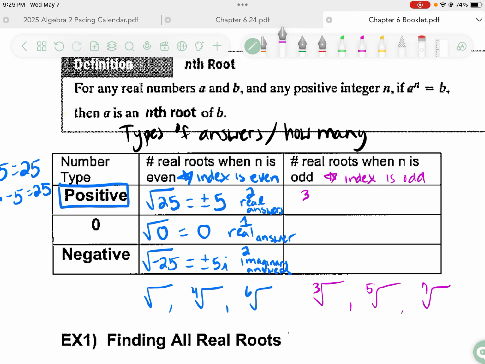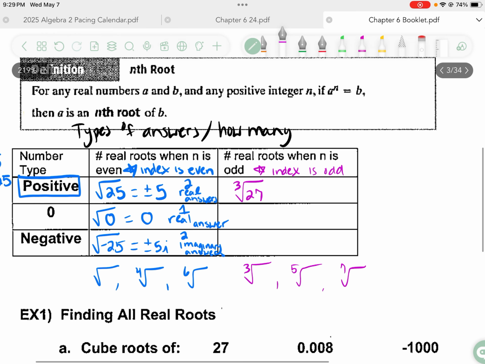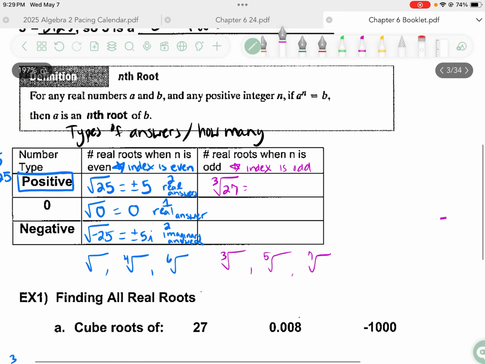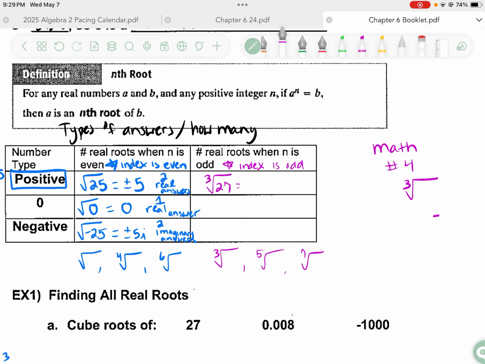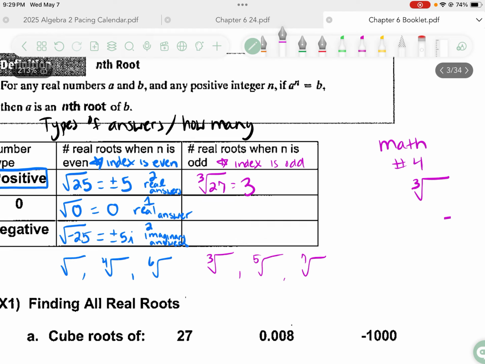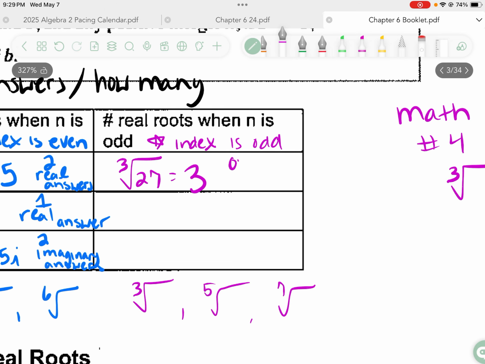Okay, so for example, if we have a cubic root of 27, when you put that in your calculator, remember how to get there. You hit math, number 4, type in 27. It's going to give you 3 as an answer. So for this one, guys, you only get 1 real answer.